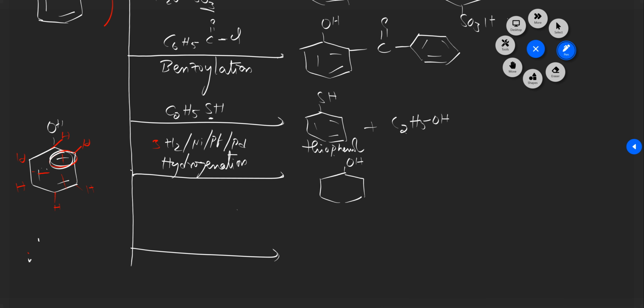Acylation. What is Friedel-Crafts acylation? Introducing of an acyl group. This CH3 C double bond O is the acyl group. That acyl group we need to introduce on benzene or phenol, that is called acylation. So the reaction we can call Friedel-Crafts acylation.